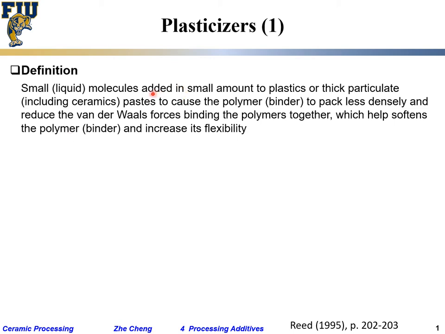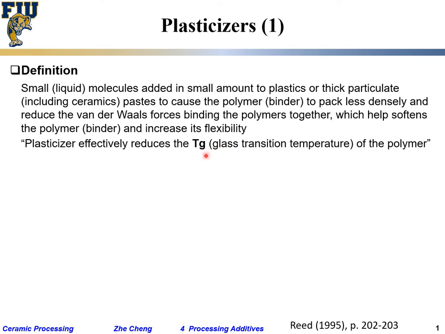So by adding these types of small molecules, quite often liquid, into the polymer, we make the polymer molecules pack less dense, and we can imagine the small molecule as a kind of lubricant in between the large polymer molecules. Those small molecules would allow the polymers to be soft, to slide against each other, to change shape, so that we have better so-called flexibility or plasticity. And the plasticizer effectively reduces what? Tg, or glass transition temperature of the polymers.